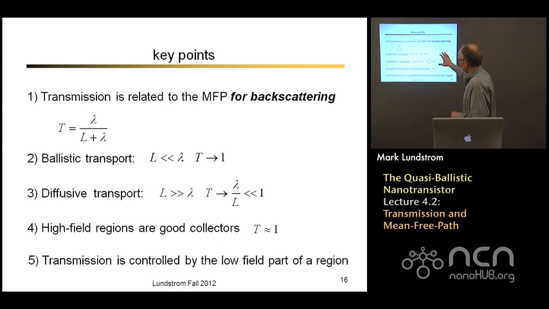Okay, so we've covered a lot of ground, so let me make some key points here. Transmission is related to the mean free path, remember, for backscattering. So it's a specially defined mean free path given by this particularly simple formula. We know how it simplifies in the ballistic limit. We know how it simplifies in the diffusive limit. We've seen that regions with high electric fields are very good collectors. They have a transmission of about 1. And that when we have a structure that has a low electric field followed by a high electric field, it's the low field part of it that really controls the transmission.